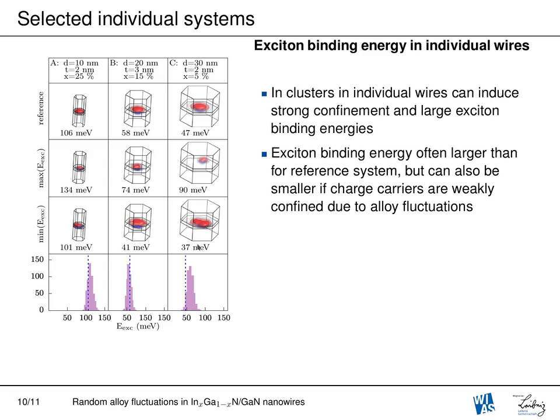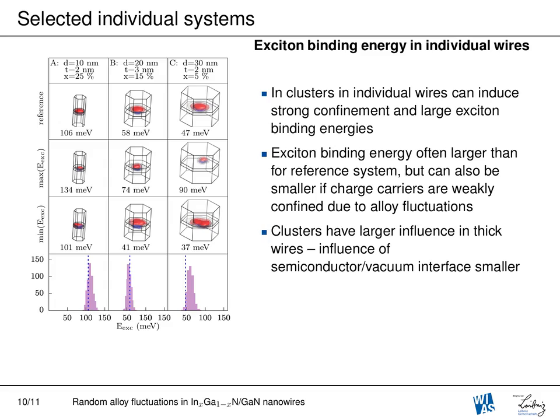You see here that this can differ quite dramatically in terms of the exciton binding energy. So such clusters have a large influence in thick wires, but not too much in these thin wires. You see there is not too much variation of the exciton binding energies for the thin wire. The reason for this is certainly that there is a strong quantization influence of the semiconductor-vacuum interface, which can be more and more neglected once you go to thicker wires. So it's understandable that these clusters have a larger influence in the thicker wires.